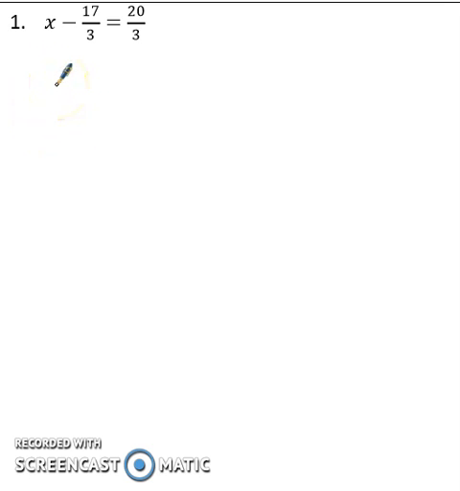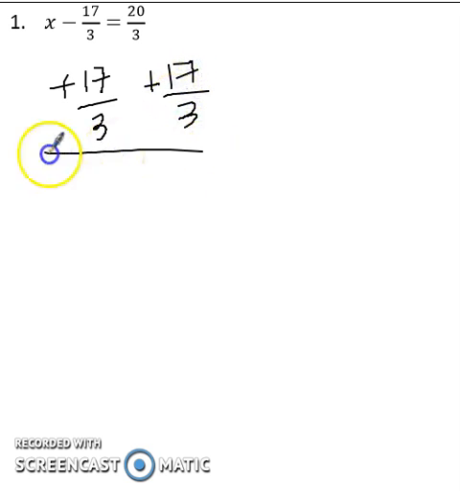So let's start off with this first question here. We have x minus 17 over 3 equals 20 over 3. I want to isolate x. I want it all by itself, so I'm going to do the opposite of what's happening to it. I'm going to add 17 over 3 to both sides. What ends up happening here is 17 over 3 and minus 17 over 3 cancel each other off, leaving us with x all by itself.